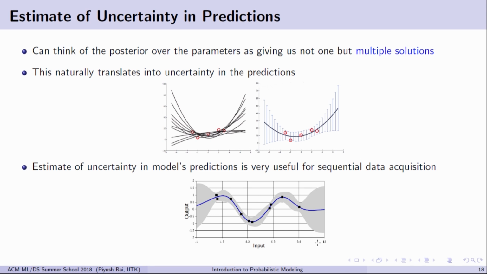So this is nice, because if I have a model with an uncertainty estimate, then I can probe for more useful data points for the future, which is why the whole paradigm of Bayesian machine learning, where we can actually get quantified measures of uncertainty, is very useful for problems like sequential data acquisition. So this is another benefit of probabilistic modeling.